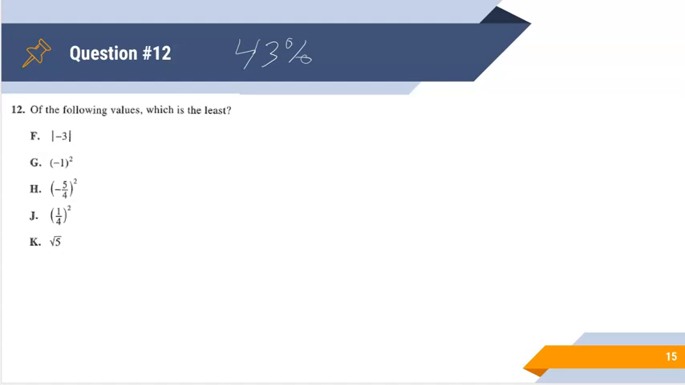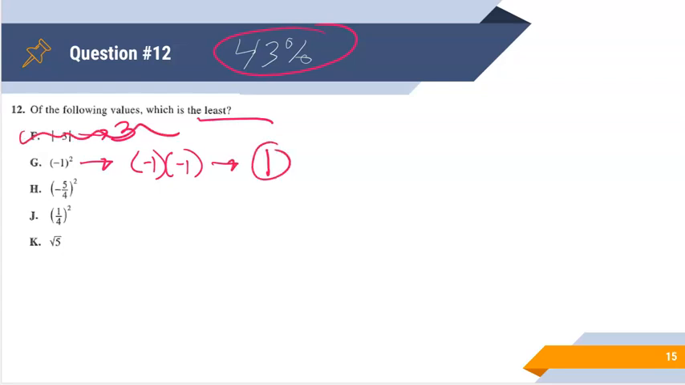Okay, number 15 says, what is the least? And under half of us got this right. Absolute values, right, make things positive. It means how far from 0 are you? So this would be 3. Negative 1 to the second means negative 1 times negative 1, which is positive 1. So far, that's our smallest.